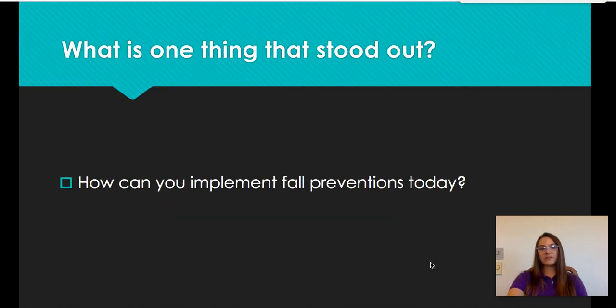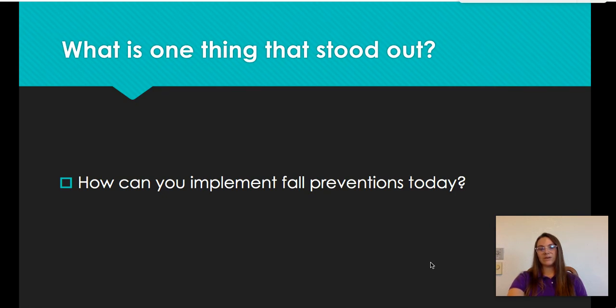So I want you to think about what we just talked about for fall prevention. What is one thing that stood out? So think about one thing that stood out. So how can you implement fall prevention today? I gave you a bunch of different things you can do today, whether that's creating a schedule for your medications, having an exercise routine, learning how to correctly use your walking device. So think about something you can take today and remember that percentage.